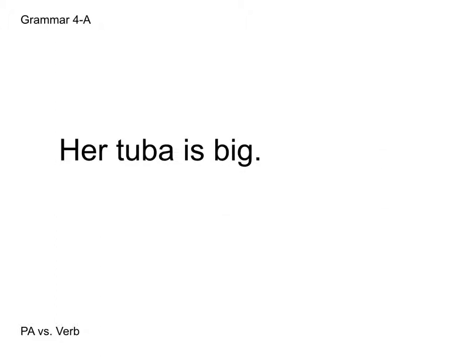Our first sentence is, her tuba is big. What's our verb? Is there an action being completed in this sentence by tuba, which is our subject? No. Is our main verb. Is a linking verb, and it's linking tuba to big, making big the predicate adjective, the adjective after the verb that describes the subject. Her big tuba.